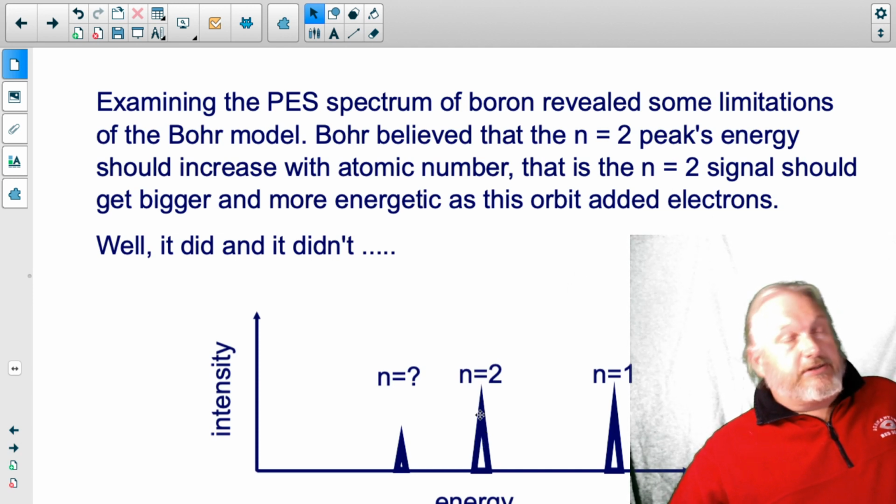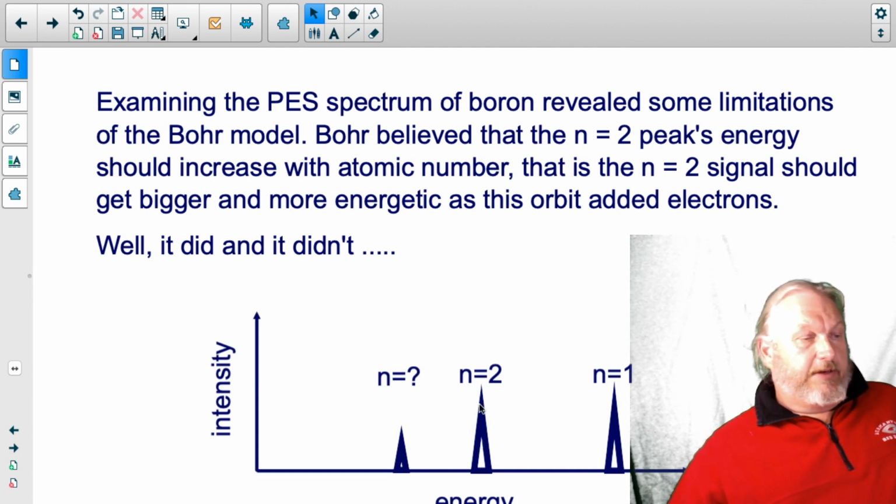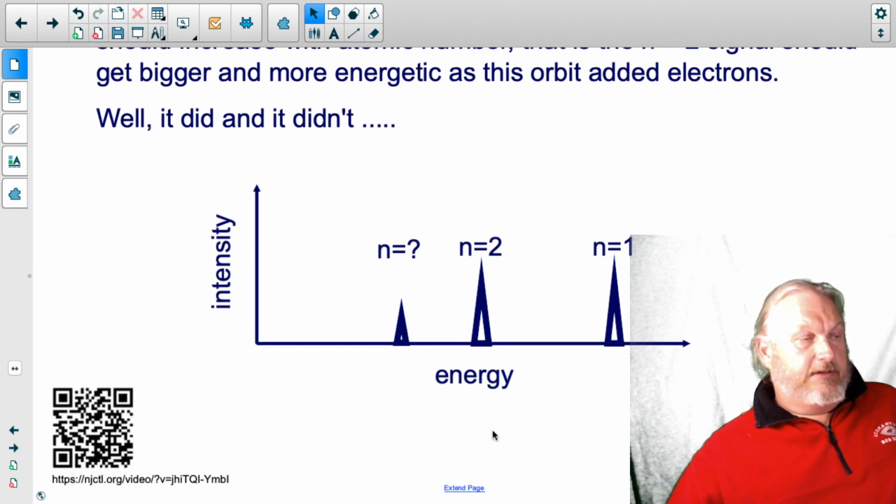So N2, it's got 5 electrons, I believe boron does. All right, so this should be bigger here, but this N1 has 2 electrons. That's got 2, and it didn't. It did and it didn't. Okay, let's look and see what's going on.